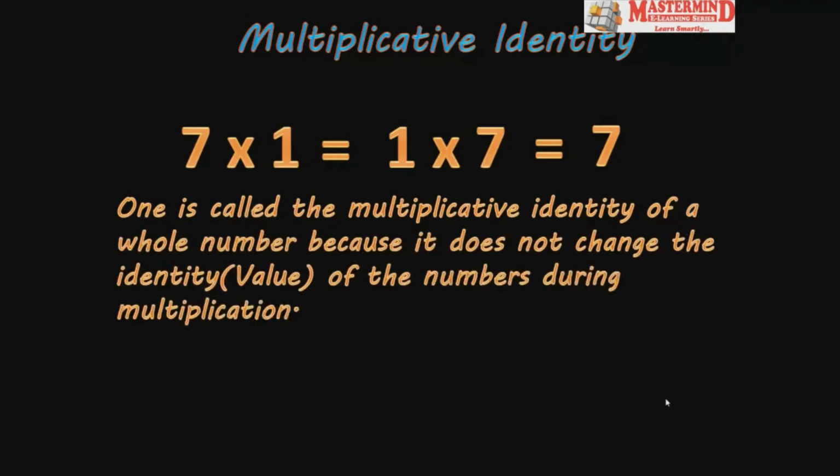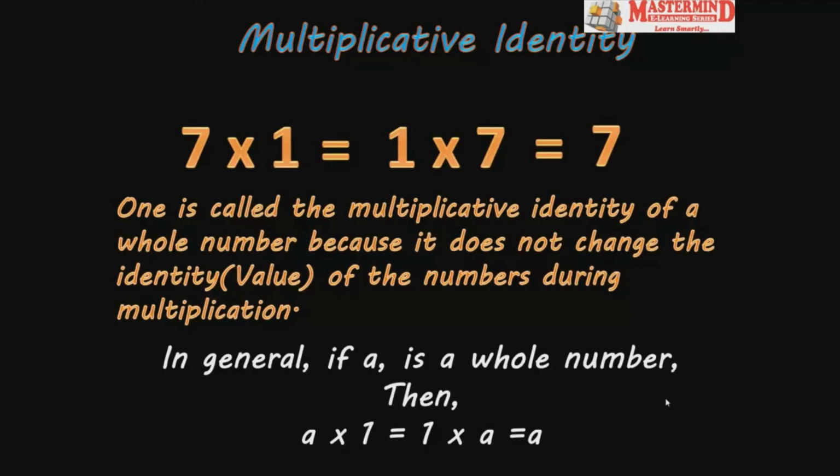So 1 is called the multiplicative identity of whole numbers because it does not change the value of the numbers during multiplication. So what is the multiplicative identity? Multiplicative identity for whole numbers is 1. So in general, if A is any whole number, then A times 1 or 1 times A is equal to A. So this is what we have to remember. We have to remember that 1 is called the multiplicative identity of whole numbers.